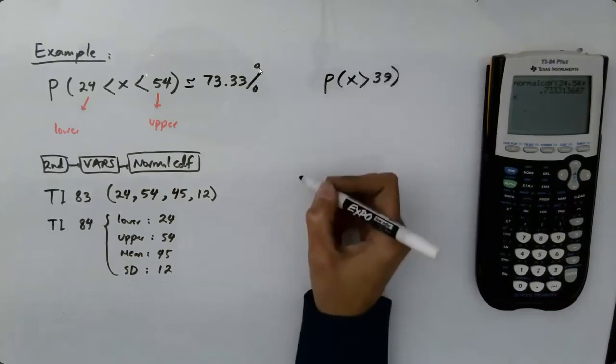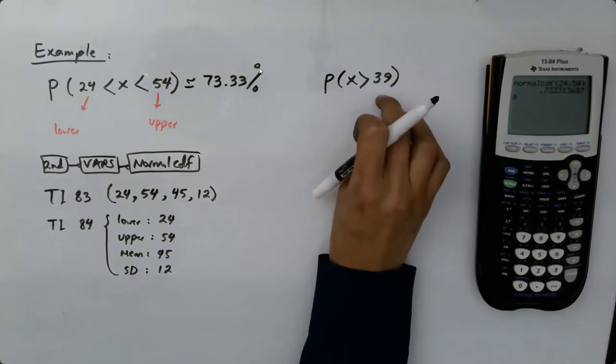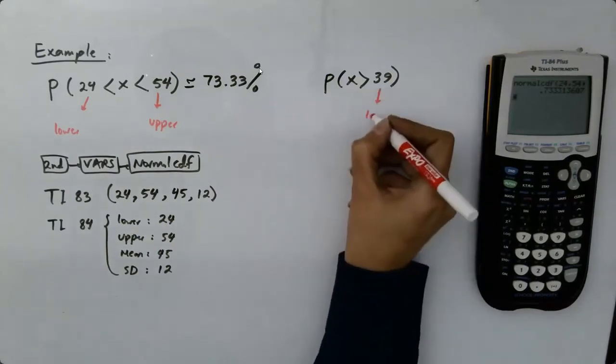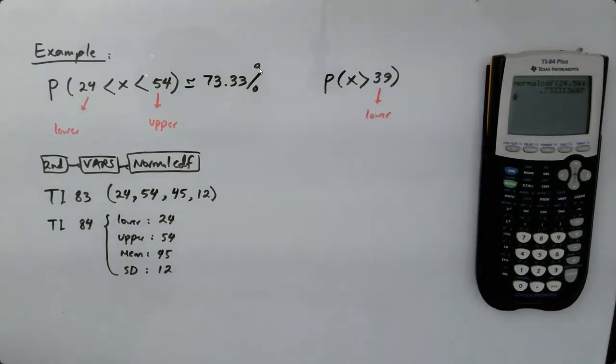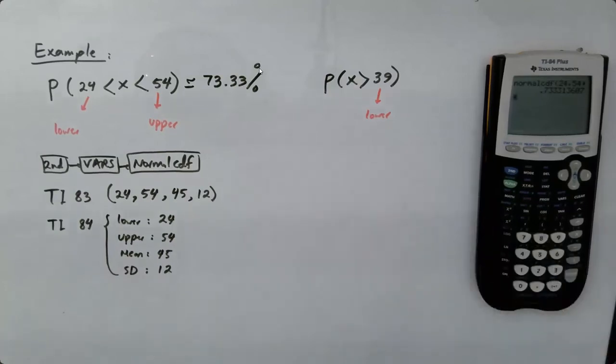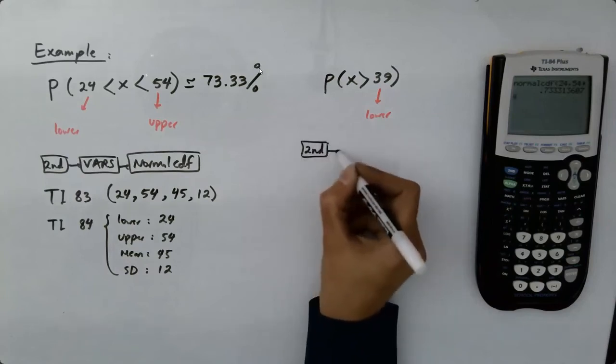Okay, the second one says, now what is the probability that a random person spent more than 39 minutes in the store? More than, it means that your lower limit is given. This is your lower limit. The upper limit must be a large positive number. Why is that? Because the graph continues.